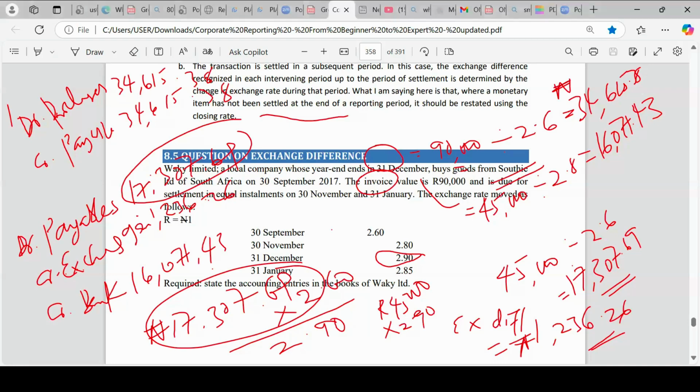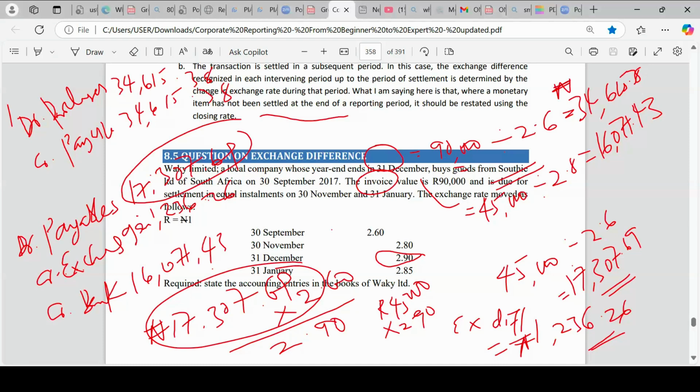If I do 45,000 multiplied by 2.9, I get 130,500. Why am I multiplying? Sorry. 45,000 divided by 2.9, I get 15,517.24. Now that 15,517.24 is different from the amount I would have left, which is 17,000 plus.